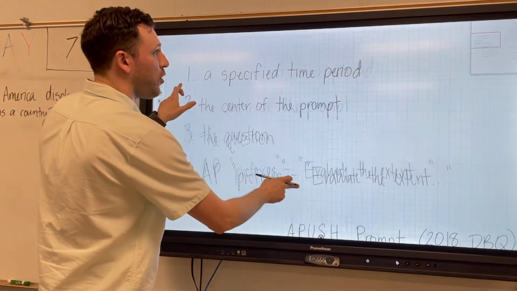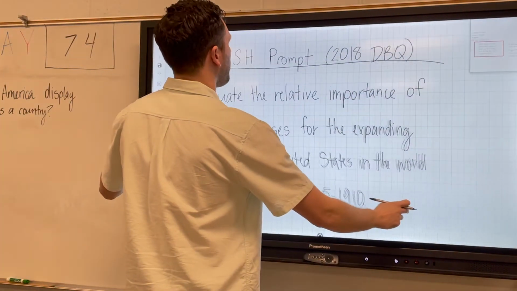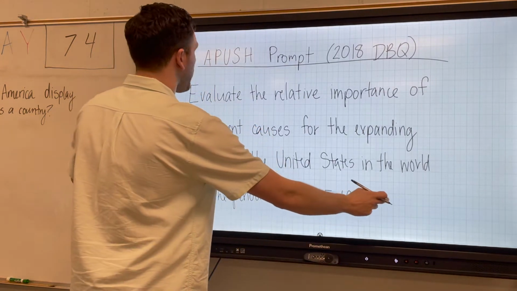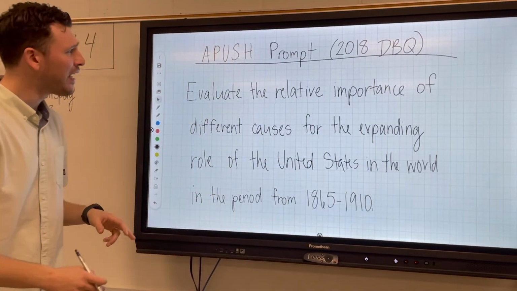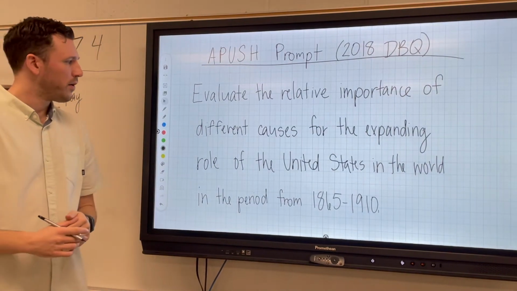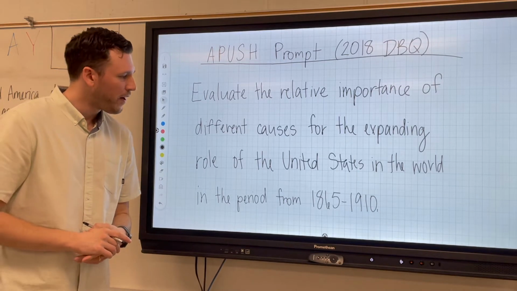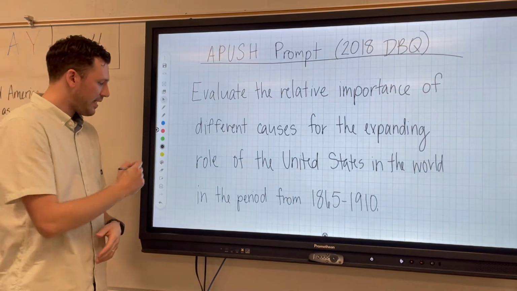We're going to break down 2 prompts very quickly, both from the 2018 AP exams, a DBQ prompt, one for APUSH for U.S. History, and then one for AP World. And we'll start with this one from AP U.S. History. Evaluate the relative importance of different causes for the expanding role of the United States in the world in the period from 1865 to 1910.